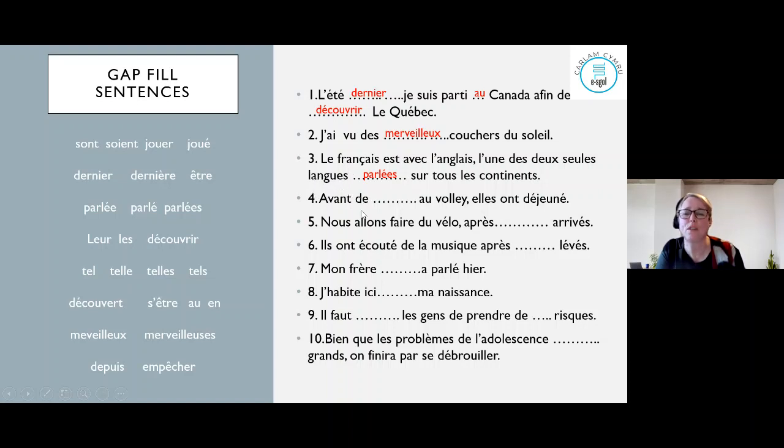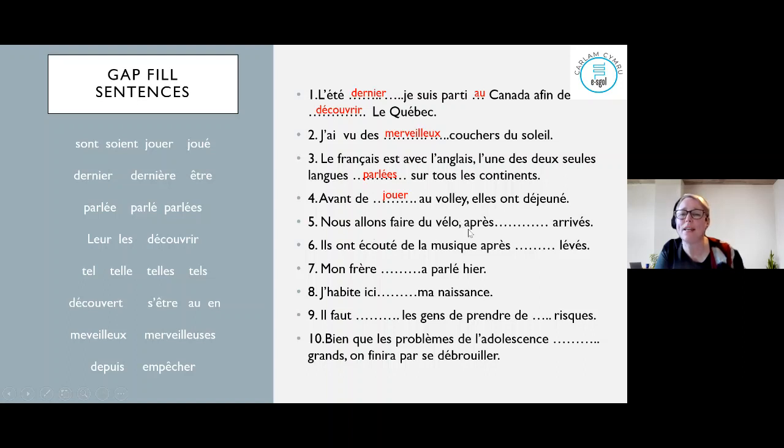With avant de, you know you need an infinitive, okay? So avant de is always followed by an infinitive. And in this case, it's going to be jouer, because jouer au volley, that makes sense, doesn't it? So before playing volleyball, they had lunch. So they had some lunch. So checking through to make sure you translate it afterwards and check it makes sense.